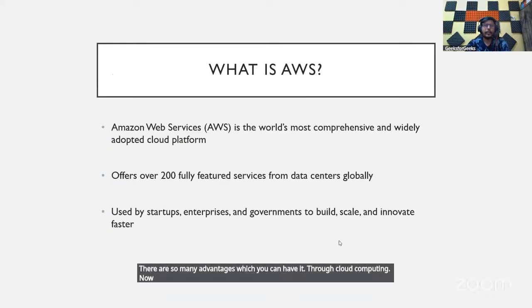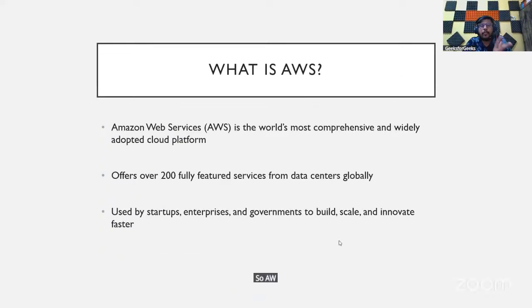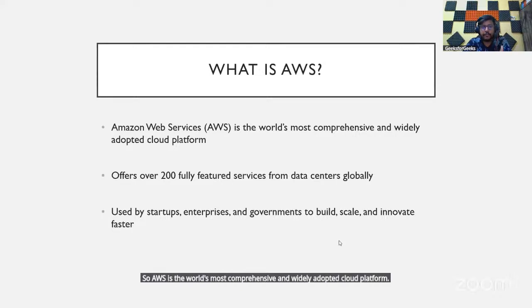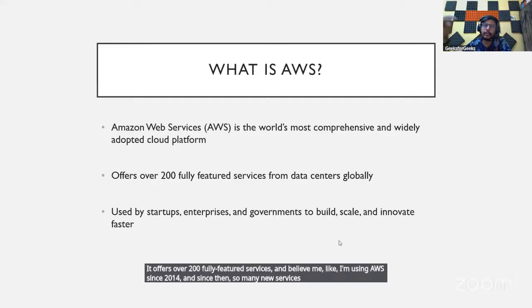Now, what is AWS then? AWS is the world's most comprehensive and widely adopted cloud platform. It offers over 200 fully featured services. And believe me, I've been using AWS since 2014, and since then so many new services have come and so many have gone. They keep changing all the time.